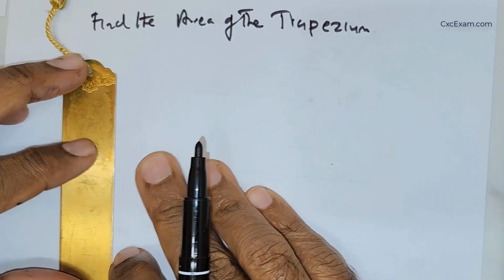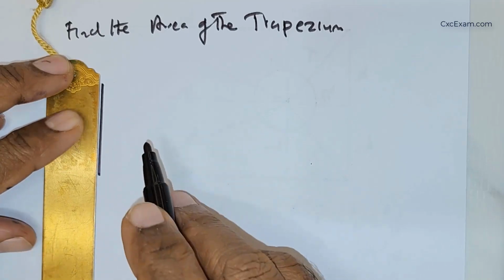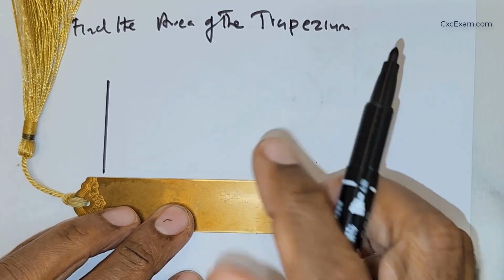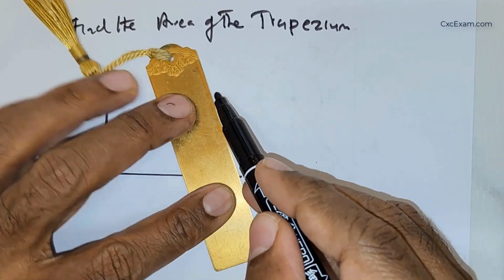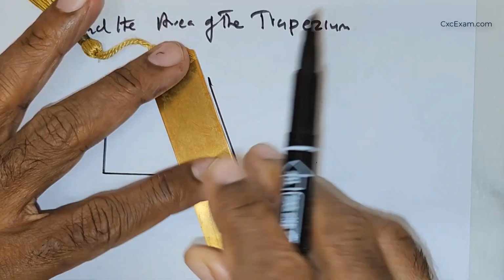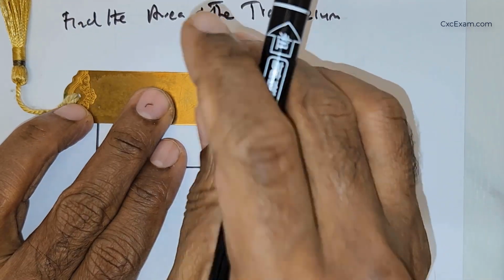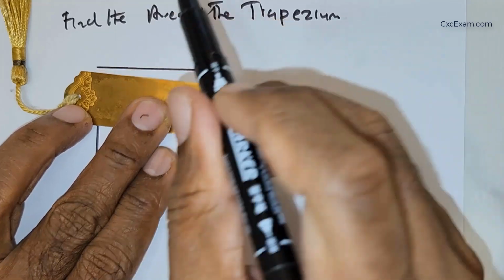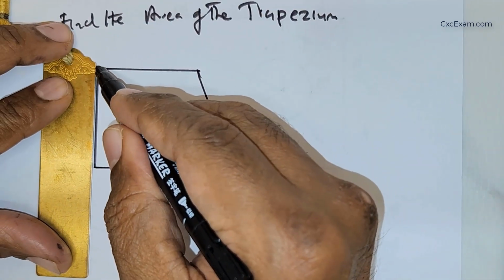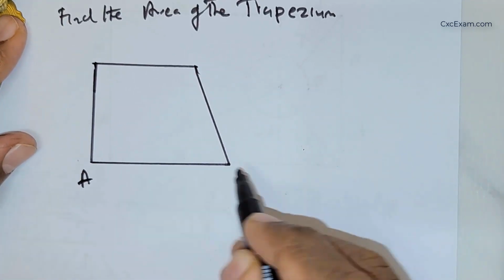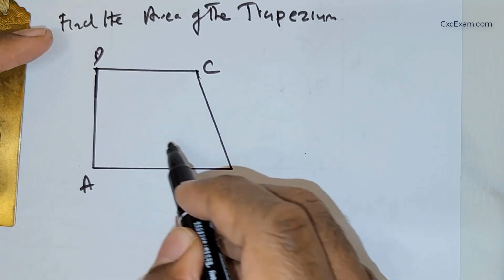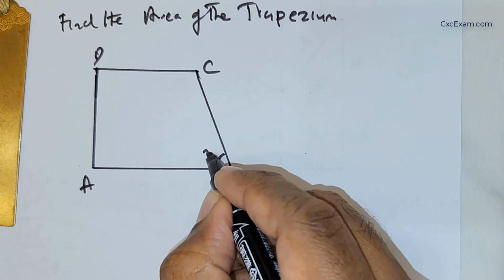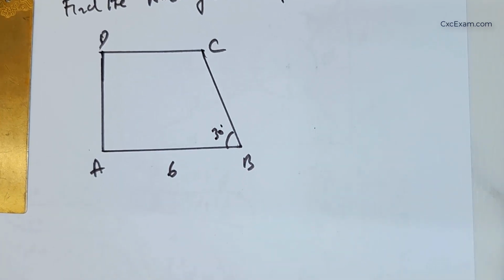Welcome everybody. We have this question. We are expected to find the area of the trapezium. Okay, so we got A, B, C, D. Now this is the base. This angle is given as 30, and this side is given as 6 units.